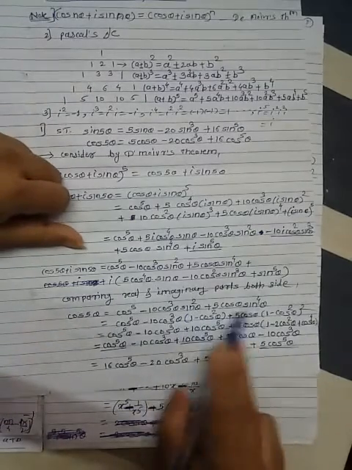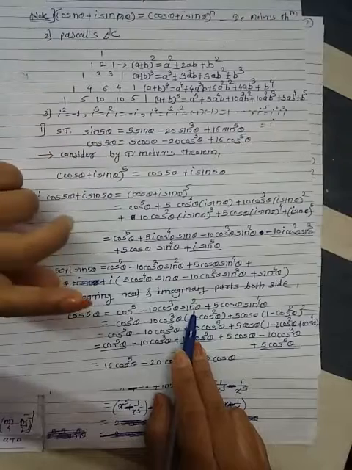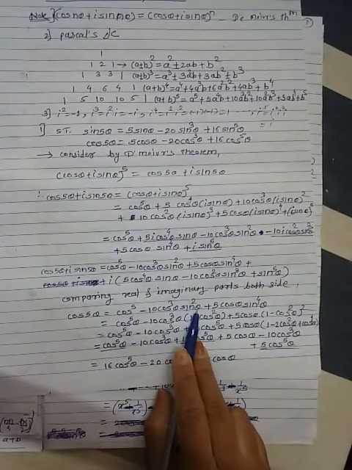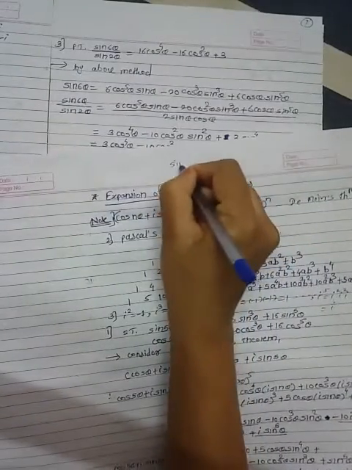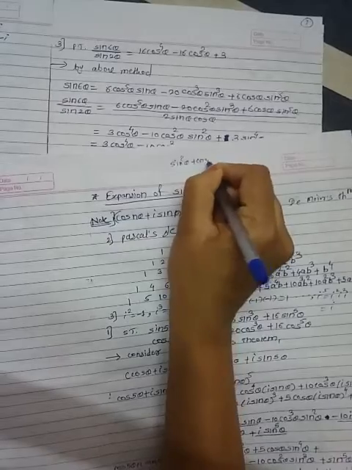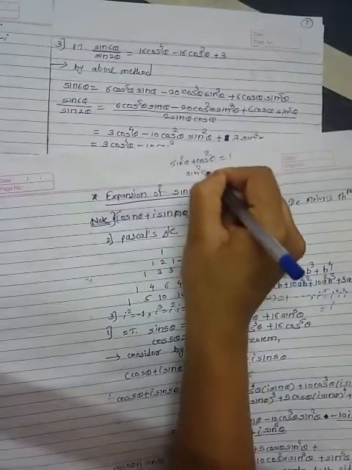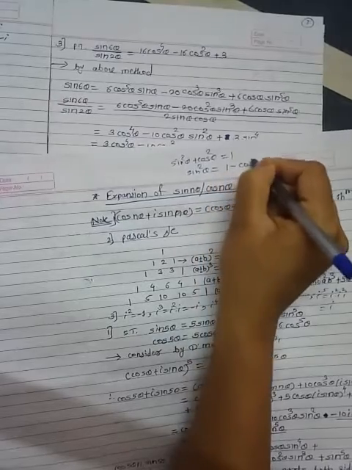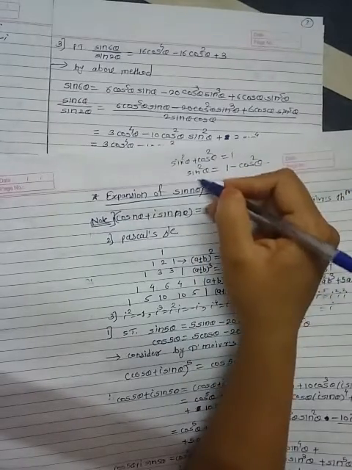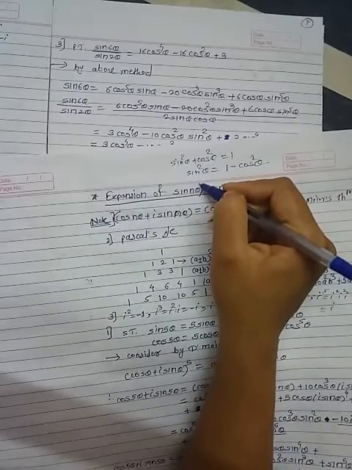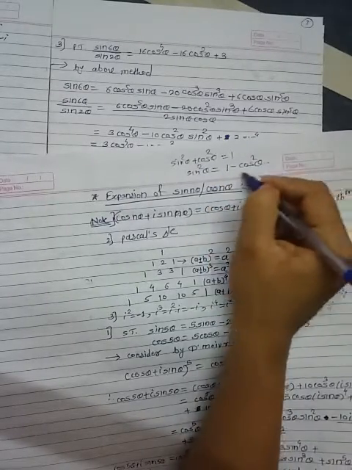We have to convert these sine terms into cos terms using one formula we know, that is sine square theta plus cos square theta is equal to 1. Therefore sine square theta becomes 1 minus cos square theta. Wherever sine square is there, we have to put 1 minus cos square. Wherever sine raised to higher powers are there, we have to put higher powers of this.